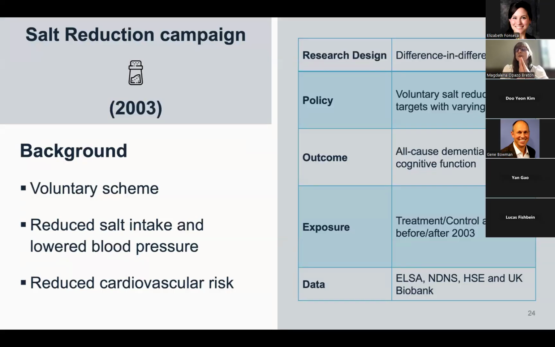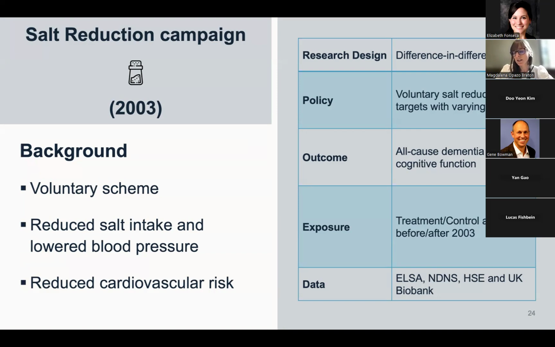The research design will be similar to the one I just mentioned for the smoking ban. The policy is a voluntary reduction. It's related to voluntary reduction targets, but there's varying intensity in the policy. The policy was more intense between the period 2003 and 2010, and it continued afterwards, but the intensity of the policy and the enforcement was less strong than at the beginning. So I will use that to identify the policy. The outcome will be all-cause dementia and cognitive function.